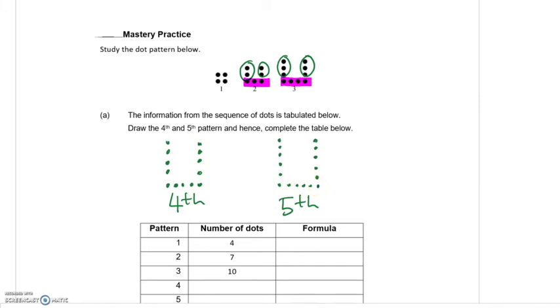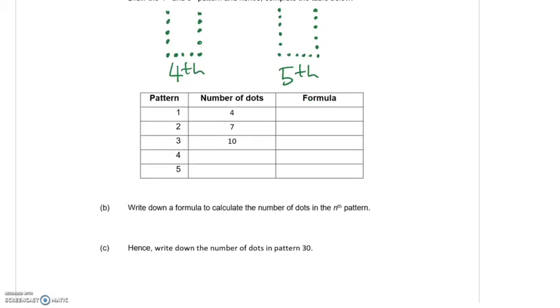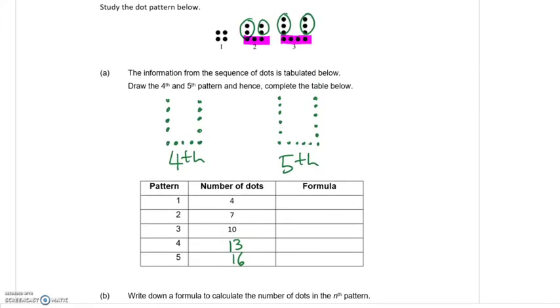Alright, as in the let's try question, basically count the dots and fill in the table accordingly. So 13 and 16. Now here the formula, if you were to refer back to the first pattern, this one will give you 4. Notice that this is just 4 plus 3, and then you are adding 3 subsequently for each additional row.